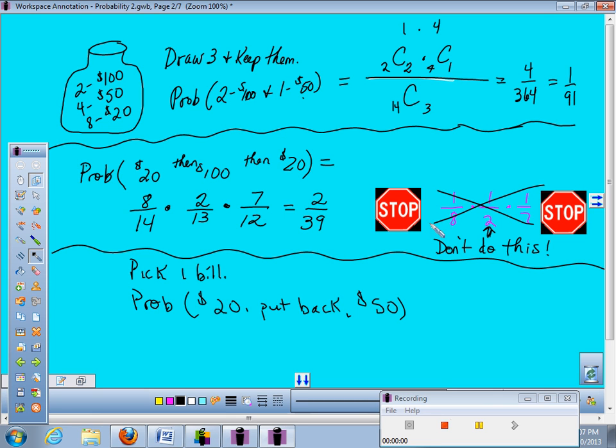Replacement, I put it back. Since I put it back in there, I replaced it, so combinations are out, you're just doing separate fractions again. Okay, so, chances of getting a 20 on the first draw. How many successful are in there? There are 8 successfuls out of 14. You put it back in. Now you want a 50.